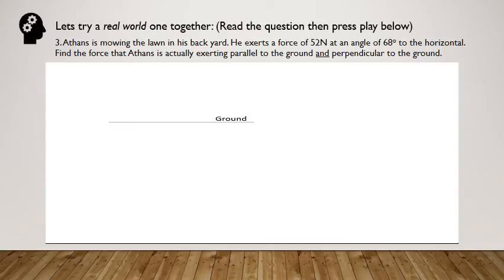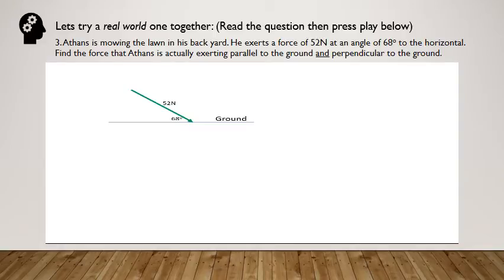Okay, so let's look at a real world example this time. We've got a force question. Costa is mowing his lawn and he's applying a force of 52 newtons to his lawnmower at an angle of 68 degrees to the horizontal. So let's pop that vector in. So that is the total force vector. We need to split that up into its components.